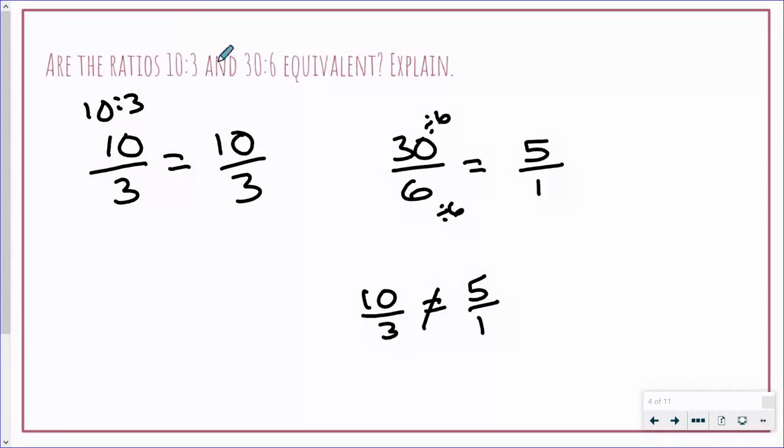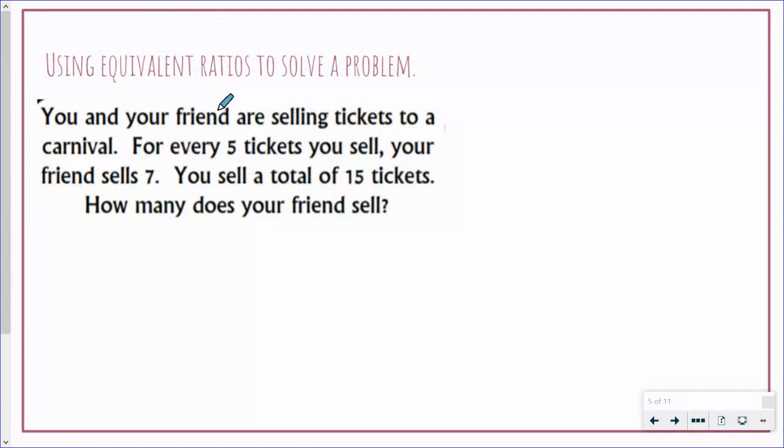You could also look at these and say, well, 10 times 3 is 30, but 3 times 2 is 6, so both terms were not multiplied by the same factor. So that's another way that you could tell.